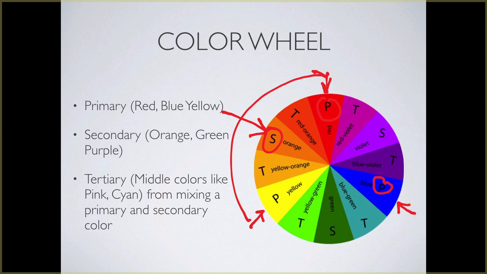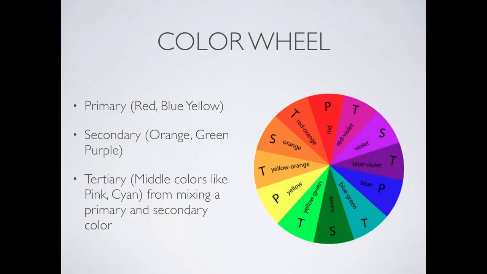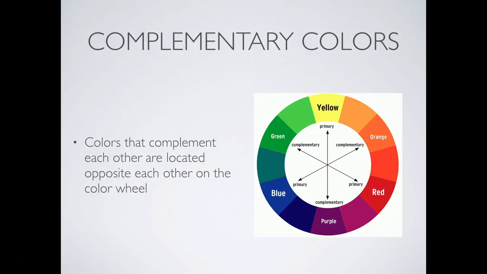Tertiary colors are the middle colors. So you take a primary color and you mix it with a secondary color and you get the tertiary color, the third level color. And obviously this could continue with more and more divisions. Complementary colors are colors that are opposite of each other on the color wheel. So if we pick a color, say orange, its complement is directly across on the color wheel, so the complement of orange would be blue.